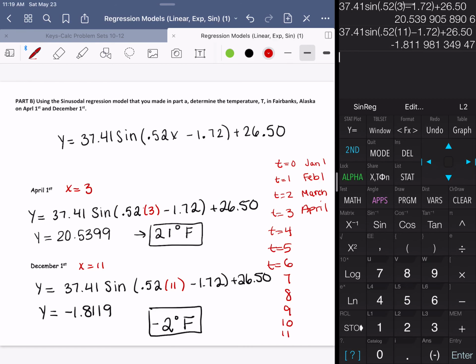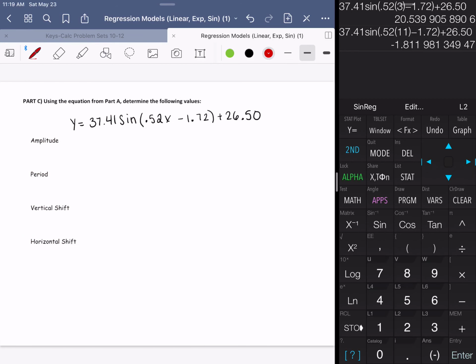All right. The last thing I want to ask us to do is gather some information from the equation and bring us back to what we did a couple of weeks ago. Given this equation, can you tell me the amplitude? You should be remembering that the amplitude is found by taking the absolute value of the number in front. The absolute value of 37.41 is nothing other than 37.41. It stays positive. Period, you should remember, is a formula. The formula for period is 2 pi over b, where b is the number of cycles. We can't do that one just yet, so I'm going to skip that for a quick second.